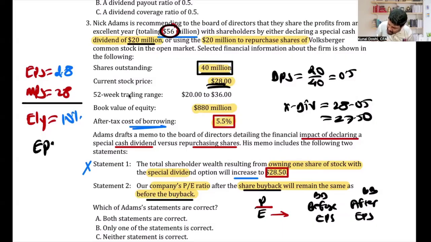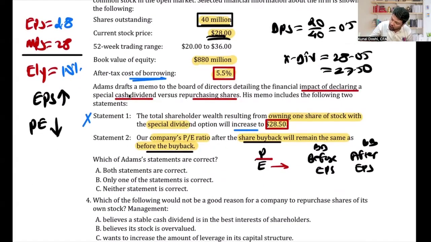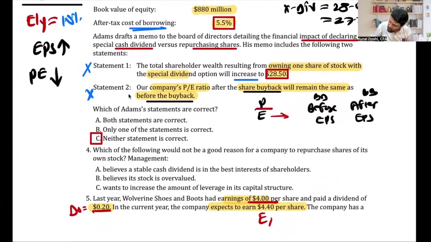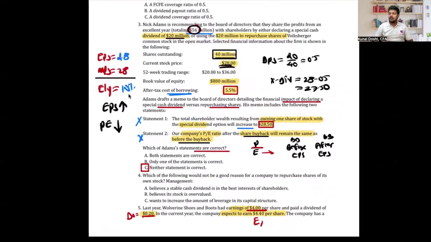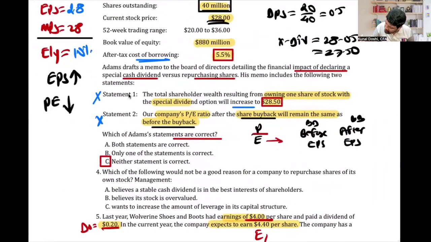So guys, my EPS will increase and therefore my P/E ratio will go down. So it will not remain the same. So both the statements are wrong. Neither of the statements is correct. Understood, everyone? Correct. The P/E ratio will, before and after buyback, fall because the EPS will increase.